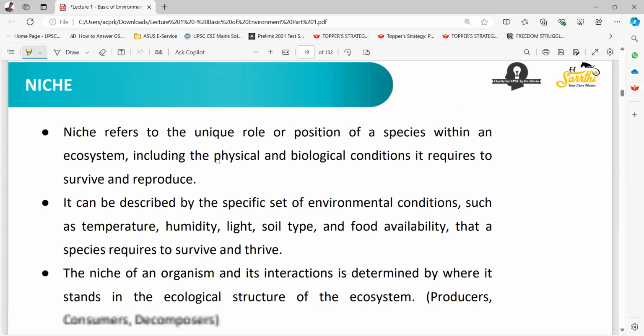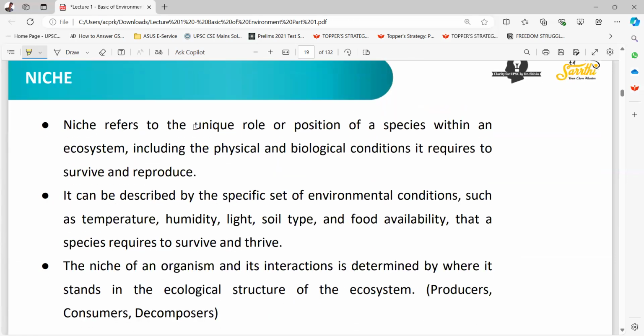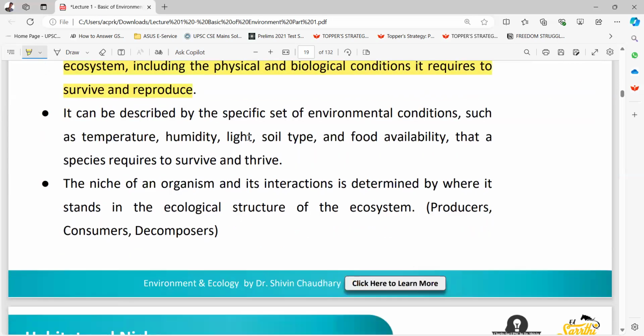Okay, niche. What is a niche? Niche refers to the unique role or position of a species within an ecosystem, including the physical and biological conditions it requires to survive and reproduce. It can be described by the specific set of environmental conditions such as temperature, humidity, light, soil type, and food availability that a species requires to survive and thrive.